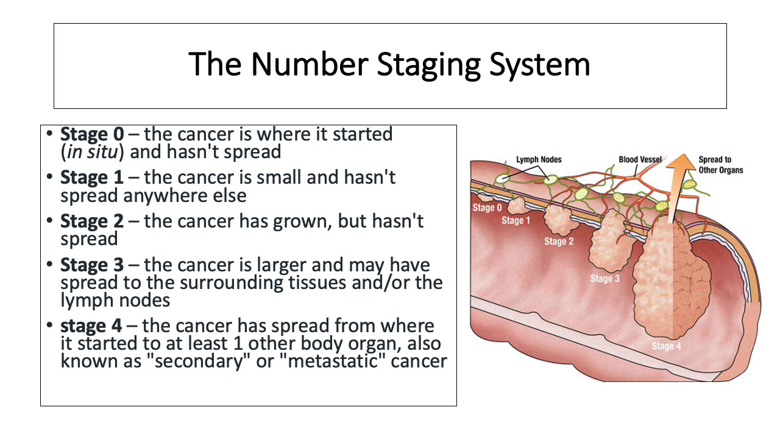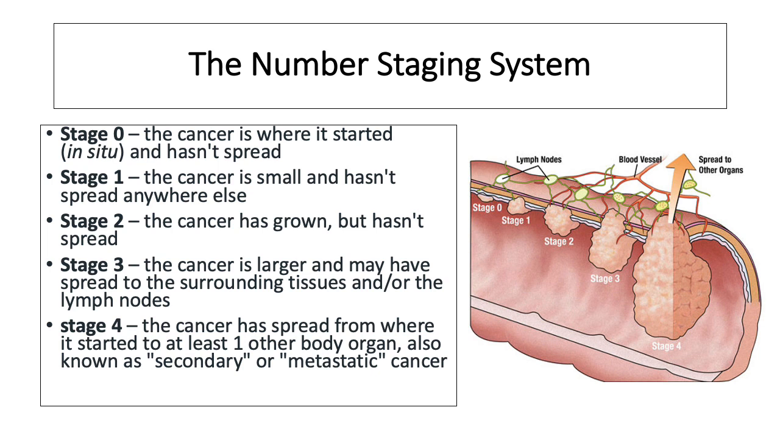Just generally, cancer cells move through 2 major pathways, or routes, either through the blood or through the lymphatic system, because they are cells anyhow. And then stage 4, the cancer has spread from where it started. Here, the cancer has gone from where it started to at least one other body organ. It's also known as secondary cancer or metastatic cancer. So these are the 5 stages.